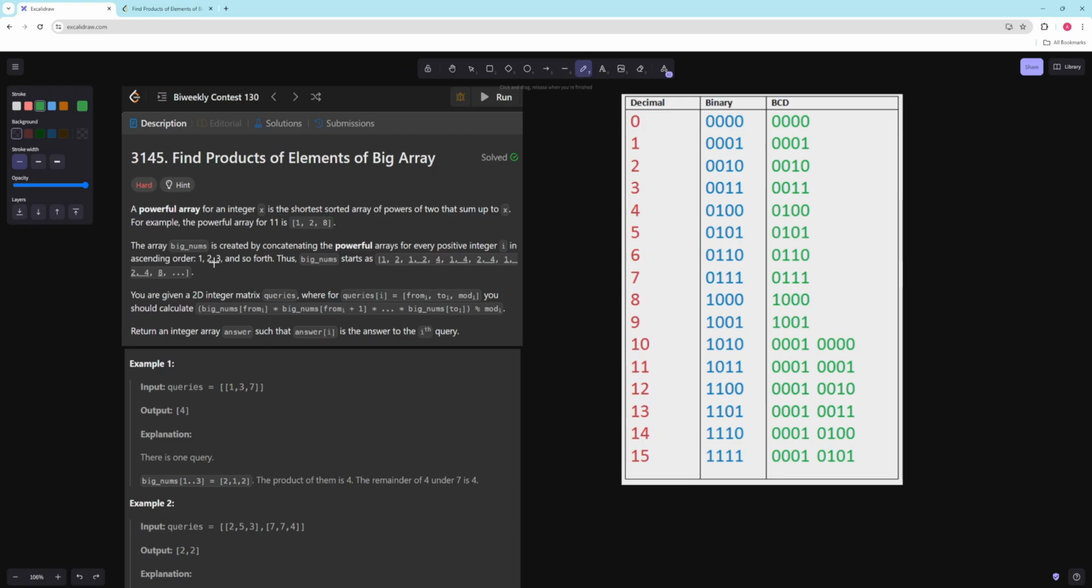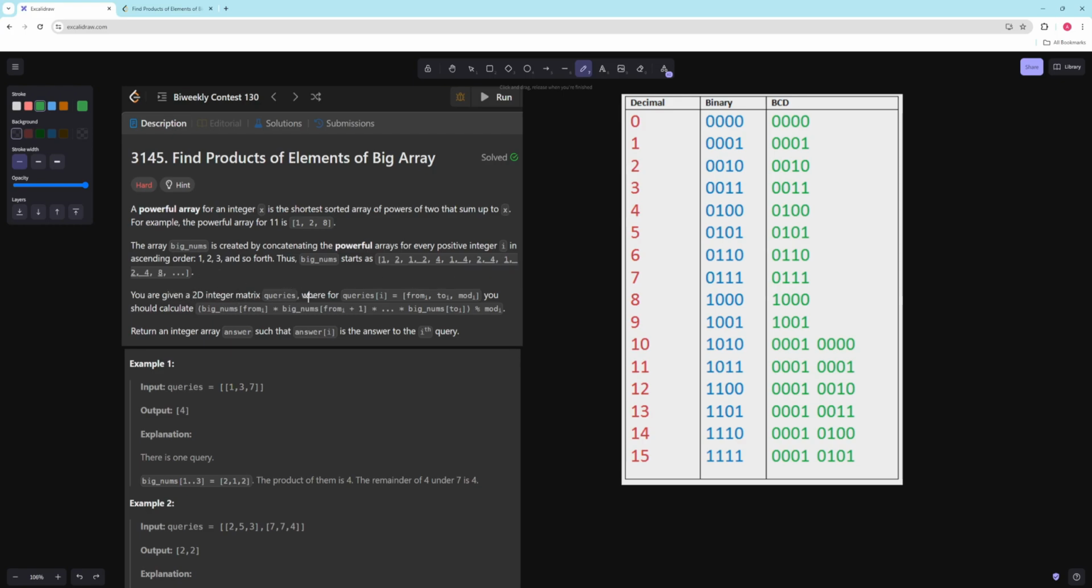And so the array big_nums is created by concatenating powerful arrays for every positive integer in ascending order. Essentially, for 1, you would just have a 1. For 2, you would just have a 2. For 3, you would have 1, 2. For 4, you would have 4. For 5, you would have 1, 4. For 6, you would have 2, 4. For 7, you have 1, 2, 4, and so on.